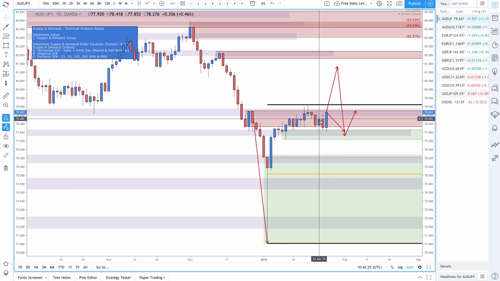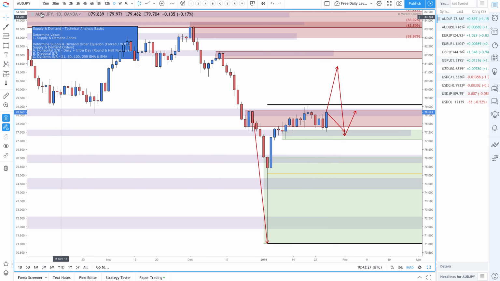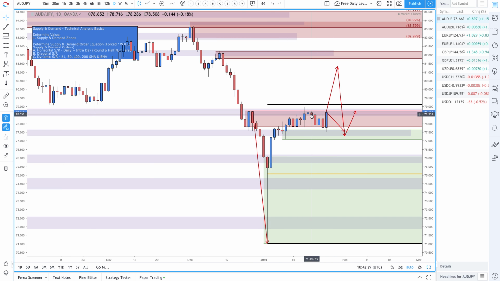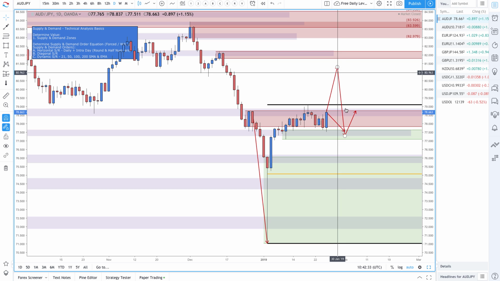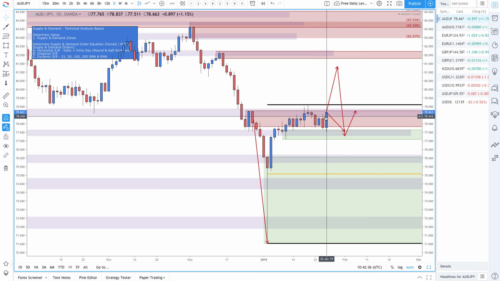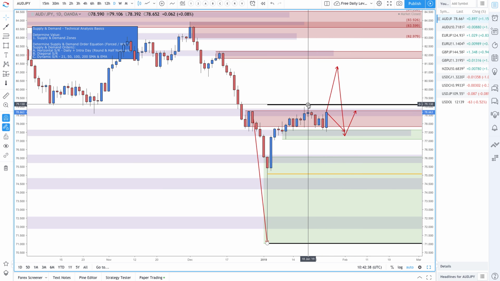But again, just keep in mind that you are buying at an expensive area, or you're buying at highs pretty much on the Australian dollar. Wait for prices to go higher, then wait for a pullback, and that's how you really trend trade and range trade.